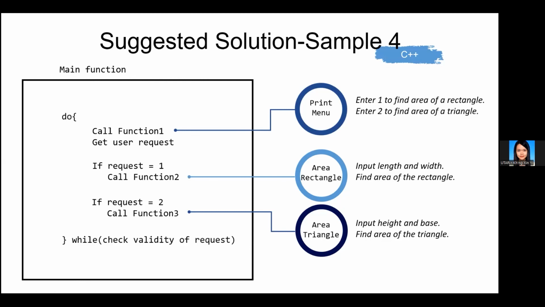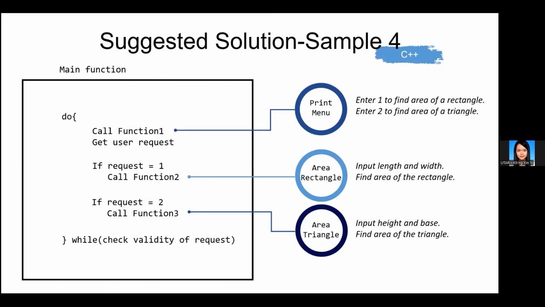You can try to use a while loop here. I use a do while loop here because I want to go through all these things first, then only do the checking. Okay, so the idea of putting in this while loop is to check the validity of requests. If the request is invalid, I will go into here again, show the menu, and ask the user which area they want to find. If the request is valid, then I will just show their area and that's all.